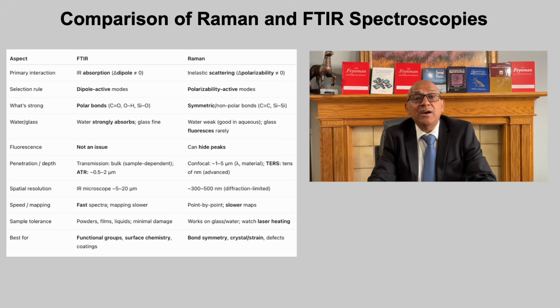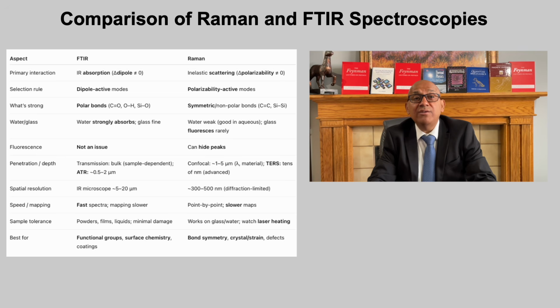As a result, Raman is particularly strong for symmetric or non-polar bonds like carbon-carbon or silicon-silicon bonds. Because of this difference, the two techniques are complementary. FTIR reveals dipole active modes, while Raman highlights polarizability active ones, together giving a complete vibrational picture.